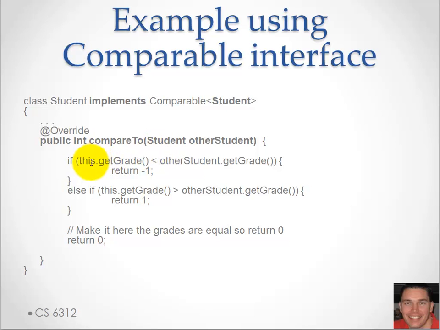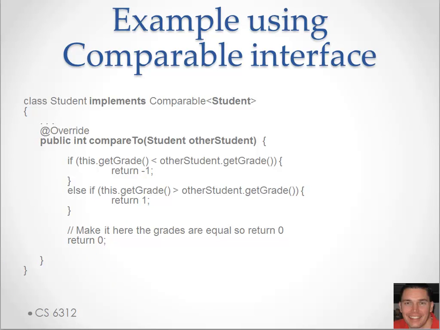So I'm going to say if this.getGrade is less than the other student's grade, then I want to say that this object should occur before, or is less than. So I want to return a -1 or any sort of negative value. If this object's grade is greater than the other student's, I want it to occur after that, saying that it's greater than, so I want to return a value greater than 0. For example, I can return 1. In this instance, if it's not less than or greater than, it means that the two grades are equal, so I want to say these two objects are now considered equal, so I'm going to return a 0.